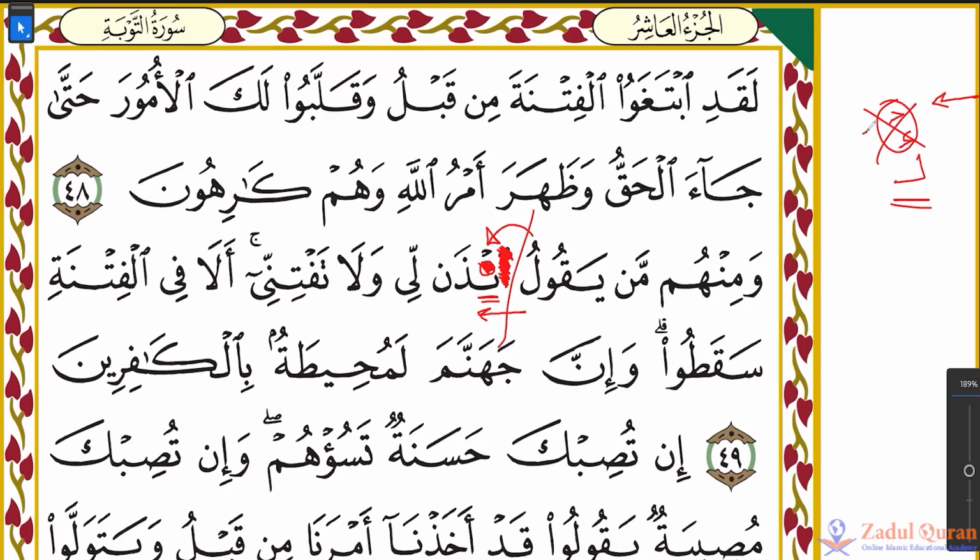So if you apply the hamza, don't apply the ya mad. And if you apply the ya mad, don't apply the hamza. And now you know why here it's ya mad. Why not waw or why not alif? Sometimes it's opposite. Let me show you.